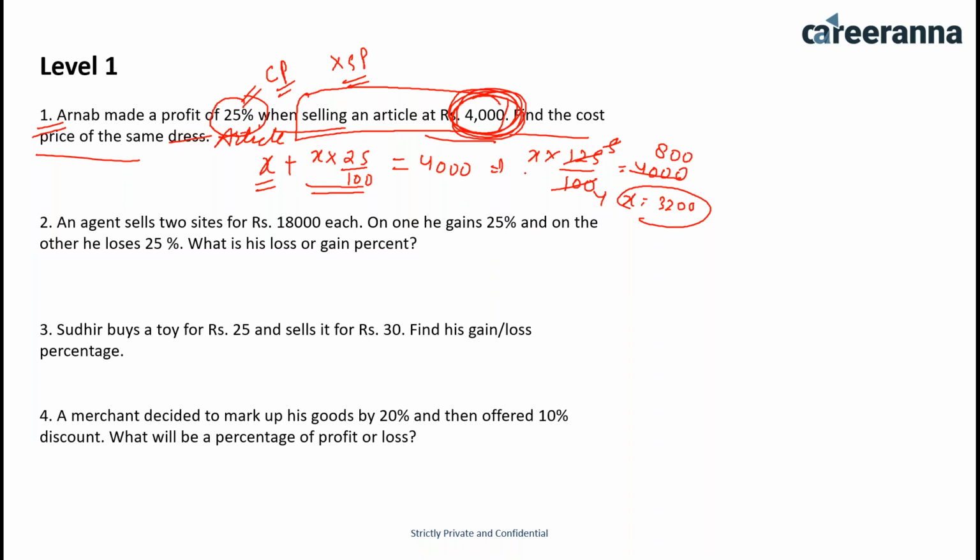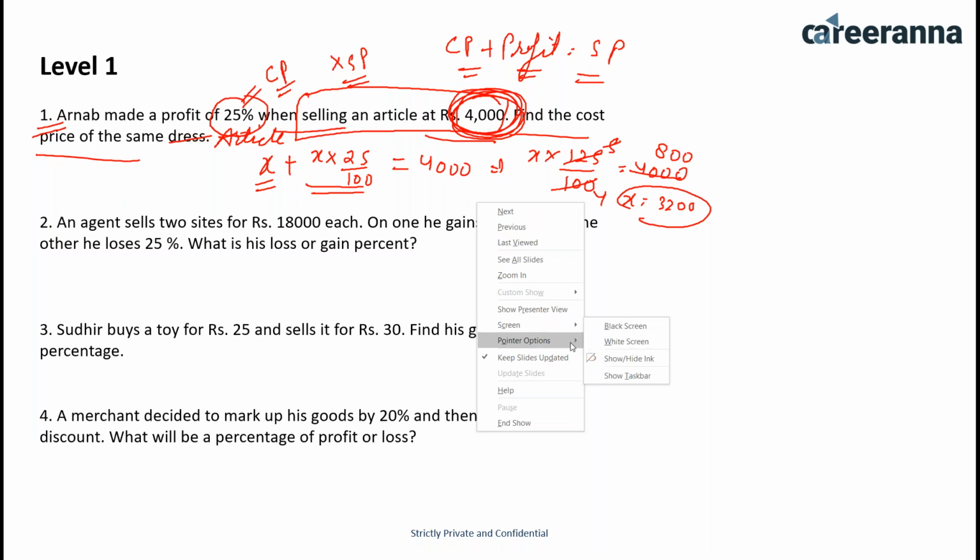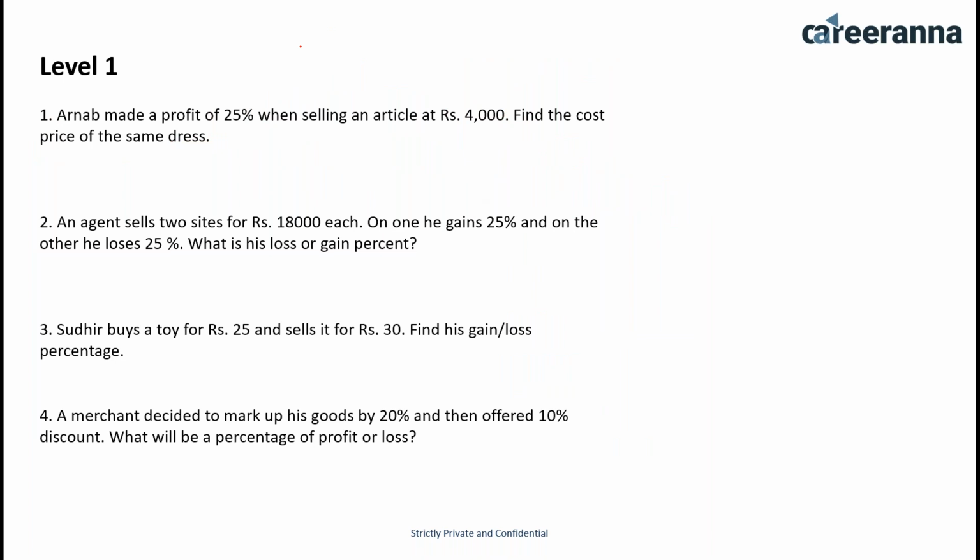Okay, I'll explain it again. See, cost price plus profit equals selling price. Is it clear to all? Yes, no? Please be very fast. Okay, so this was the cost price. Now selling price would be 125% of this number, right?